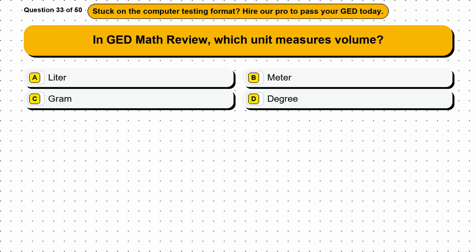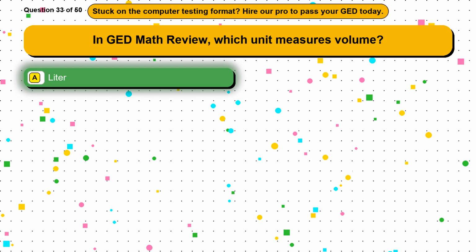Question 33. In GED Math review, which unit measures volume? Option A, liter. Option B, meter. Option C, gram. Option D, degree. The correct answer is option A.